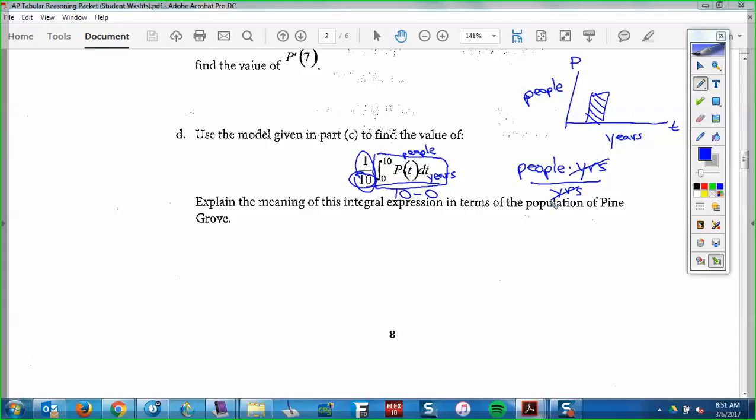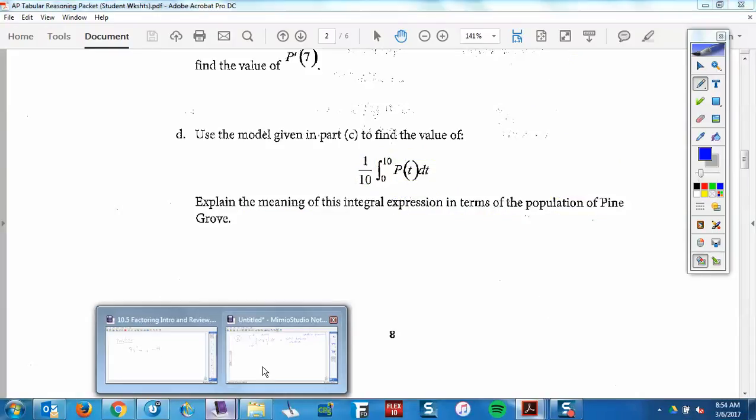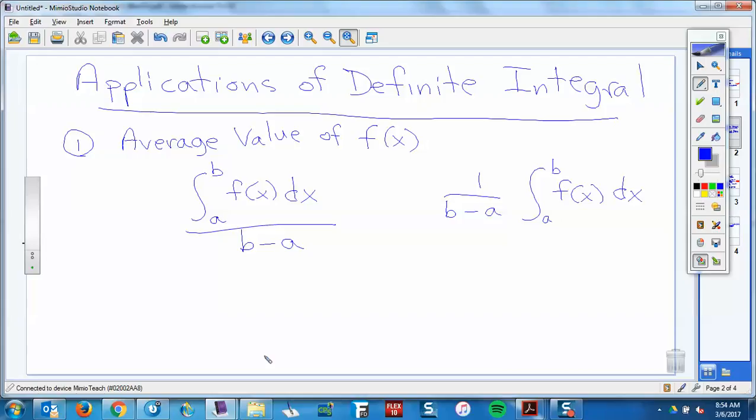But that's what that is. It says explain the meaning of this expression in terms of population. It's the average population over a 10-year period, measured in people, okay? Because that's what we just got done talking about back here on this one, okay? So that's what they did right there.